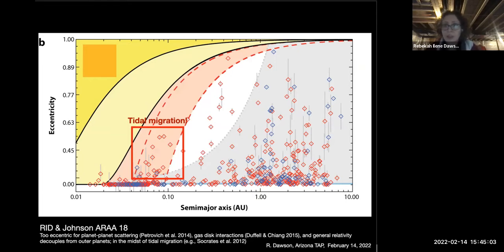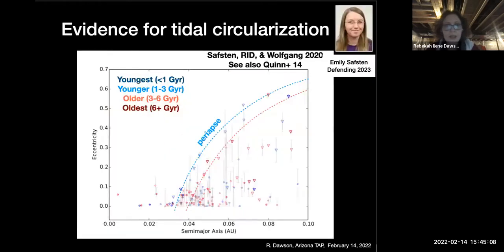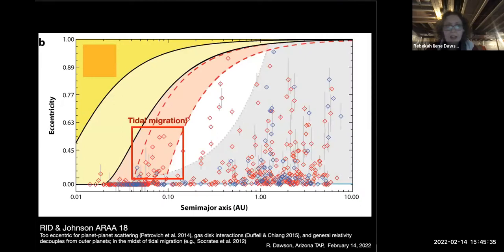Another piece of evidence that supports that is when we look at the ages of their host star. So now we're zooming in to within 0.1 astronomical units, and we're color coding giant planets by their age. And we see that planets orbiting the younger stars in blue are systematically at closer periapses than the older stars, suggesting that they're tidally circularizing over time, and that at least some of the circular planets we see on this plot used to be eccentric and have tidally circularized.